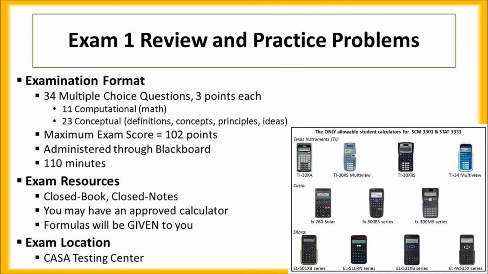Because there's 34 questions, 3 points each, the maximum exam score is 102 points. This is the same as you getting 2 bonus points on every single exam. So, regardless of whatever your score ends up being on the exam, your score is equivalent to having 2 bonus points added, because it's graded on a scale of 100, and you can possibly get greater than 100 on this exam.